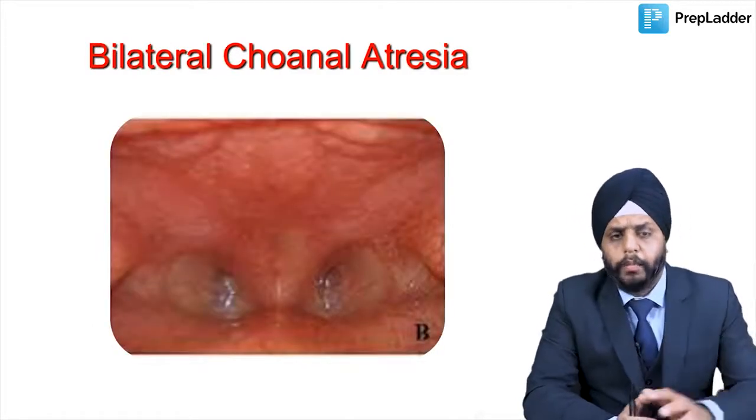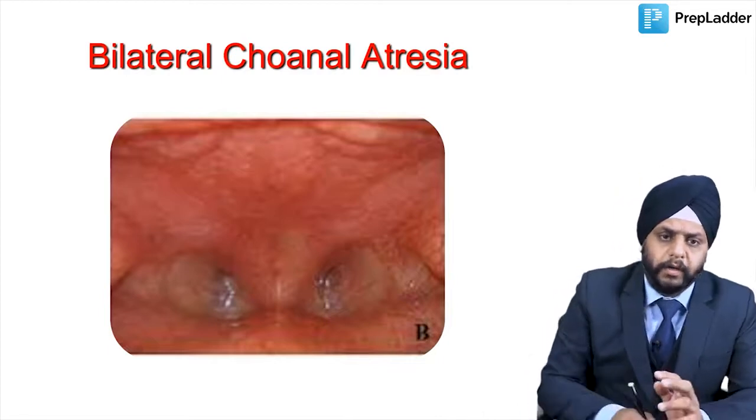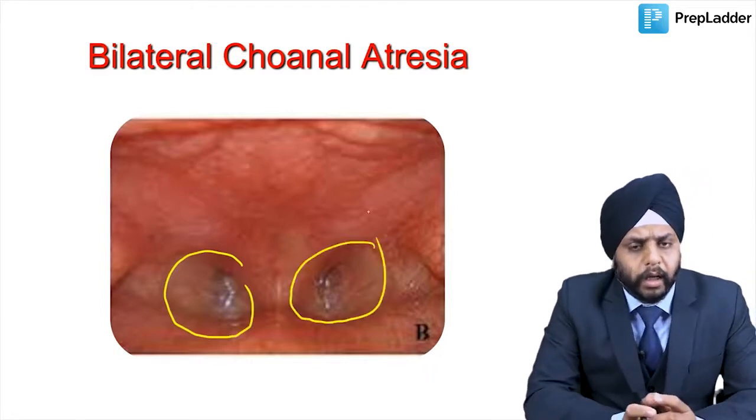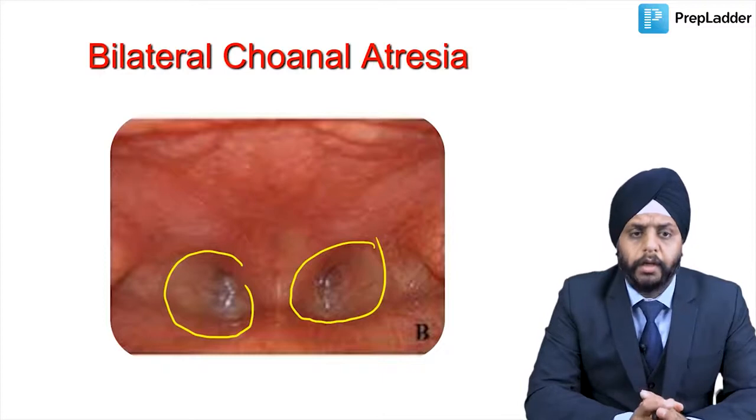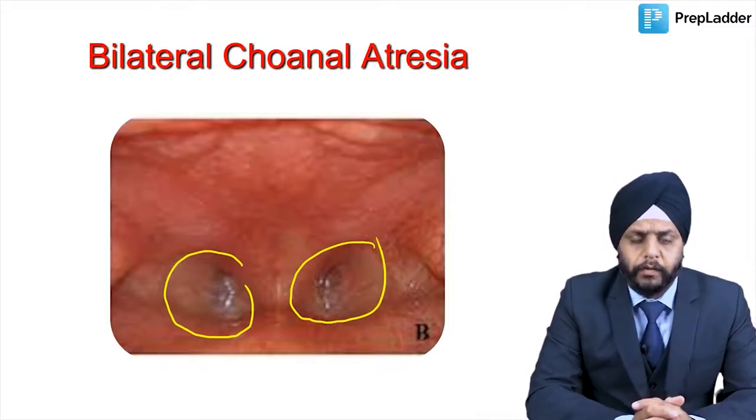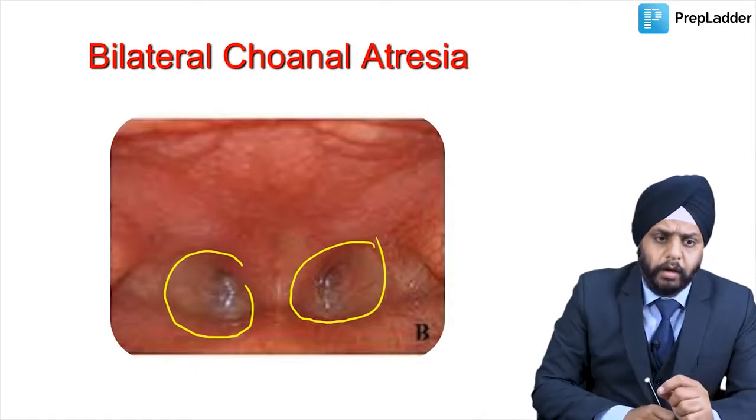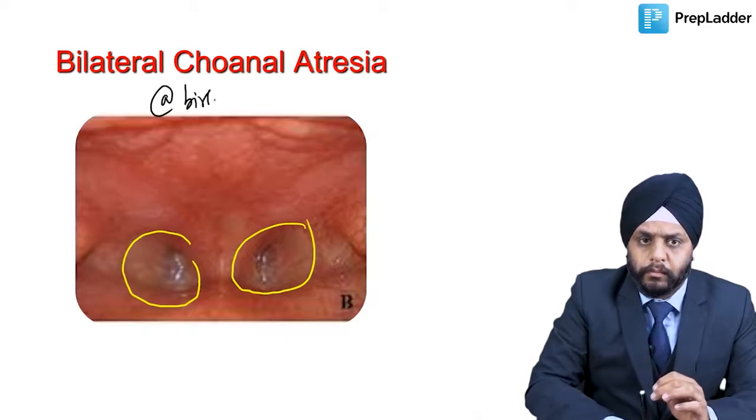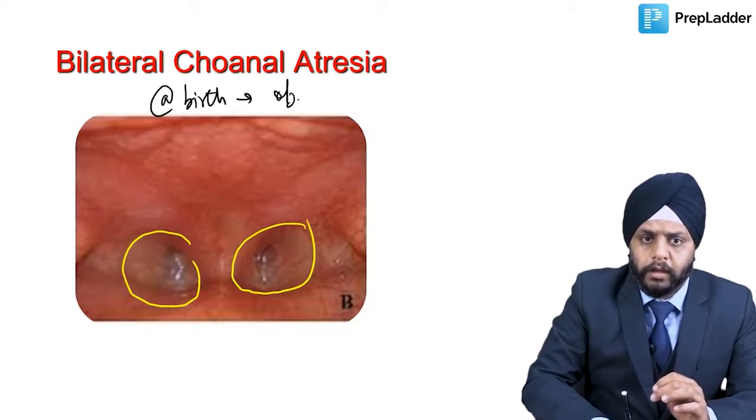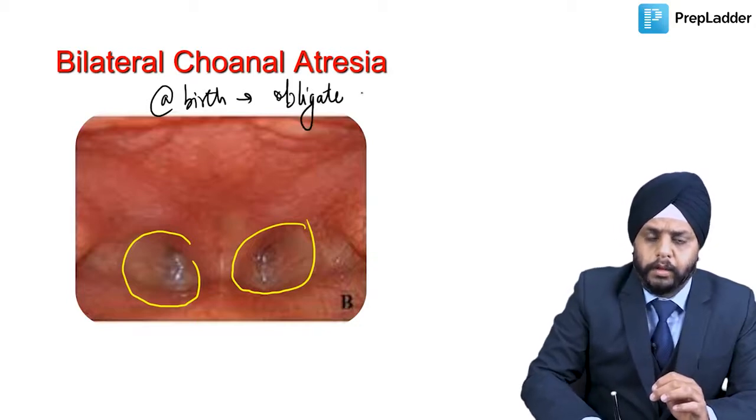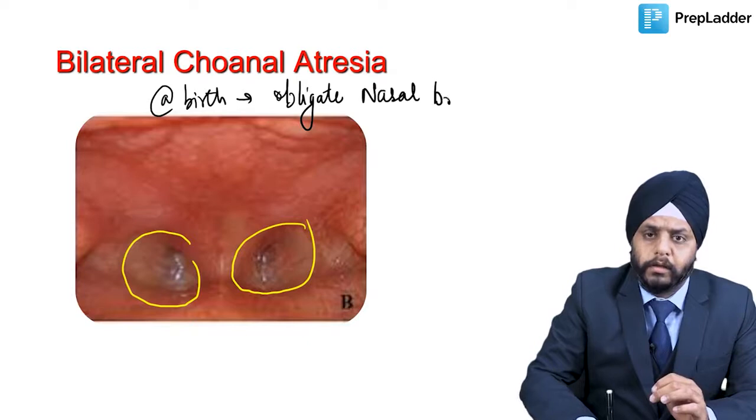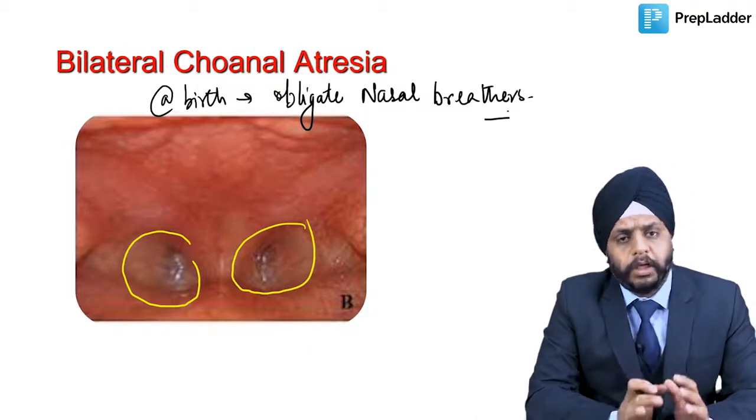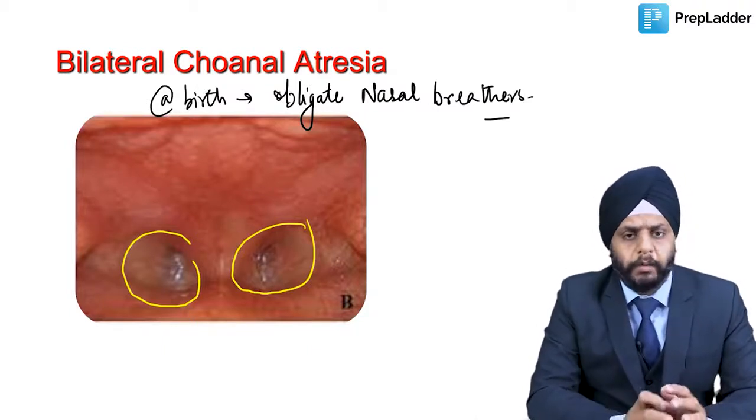Now let's come to bilateral choanal atresia. So what can we see over here? We can see that the posterior choana is blocked on both sides. Now how will this patient present? You see, at the time of birth, human beings are obligate nasal breathers. That means we cannot breathe through the mouth at the time of birth. We can breathe only through the nose.